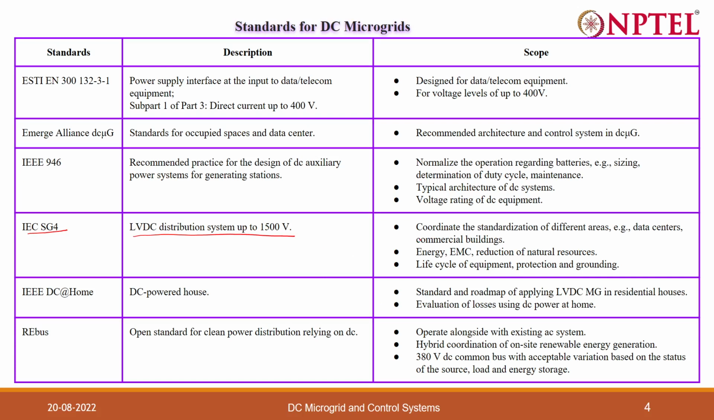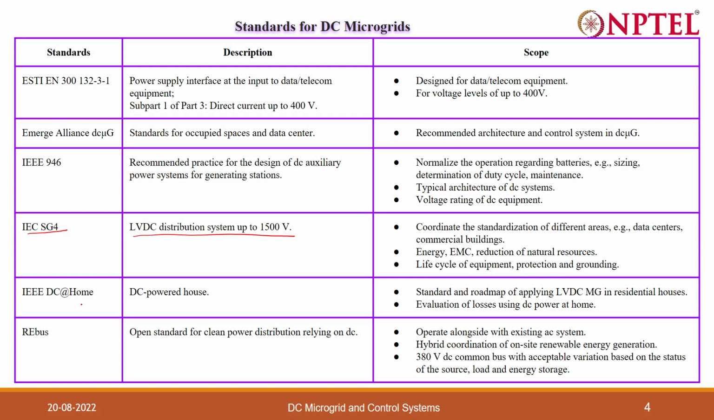So what does this tell? This coordinates the standardization of different areas, that is data centers, commercial buildings, energy, EMC, and reduction of natural resources. And this has to follow, which includes the life cycle of equipment, protection, and grounding.